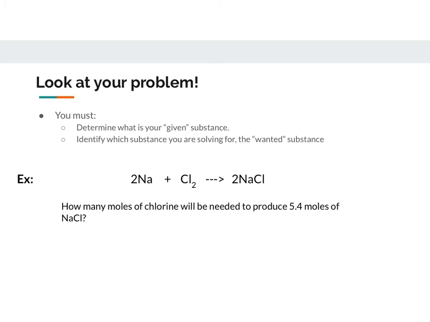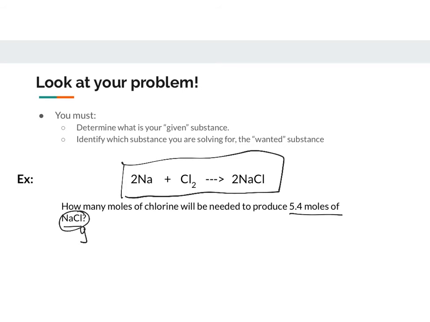So looking at this example, it says how many moles of chlorine will be needed to produce 5.4 moles of NaCl. First thing, before I even do anything else, is just to make sure that I have a balanced chemical equation. So here it is given to us, already balanced, so that's good. Then I look at my problem, and the information that's given to me in this problem is 5.4 moles of NaCl. So this tells me that NaCl is going to be my given substance, and then I'm solving for moles of chlorine. So chlorine is going to be my wanted substance.